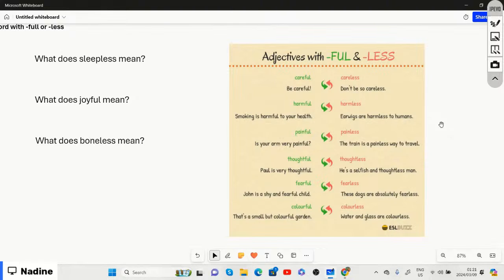Then we have harmful. Painful, meaning I am in pain, I am full of pain. That is painful. Thoughtful. You're overthinking, full of thoughts, full of ideas. Fearful and colorful. Then we have the less words.